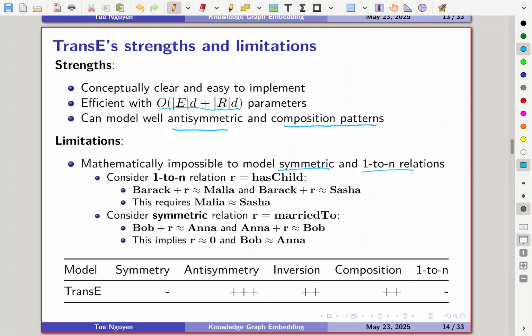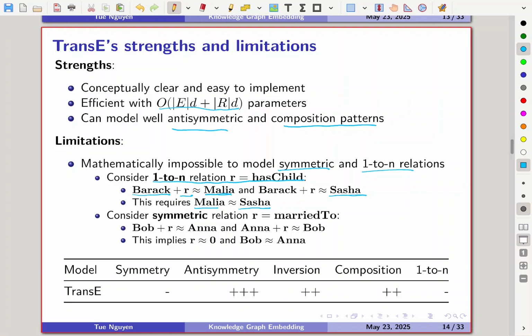For example, consider the one-to-n relation has child. So Barack Obama has 2 children, Malia and Sasha, right? If I start from the embedding of Barack, I move by the translation has child, I should get to Malia. By the same manner, I should also get to Sasha. So it requires that Malia and Sasha have the same embedding. So it's problematic because 2 separate people should have 2 different embeddings.